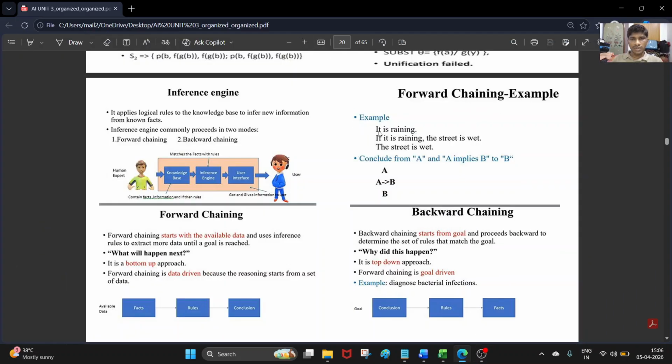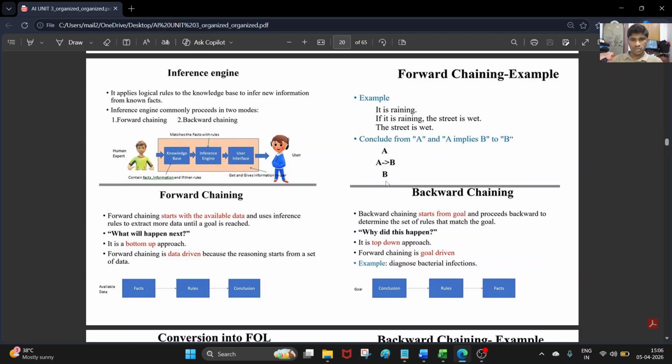Forward chaining example. It is raining. We can make this as A. If it is raining, then the streets are wet. So A is raining, and B is the street is wet. From the facts, what do we have here? A. From A, we will use the rule A implies B. At last, you will get the conclusion B. So this is forward chaining.